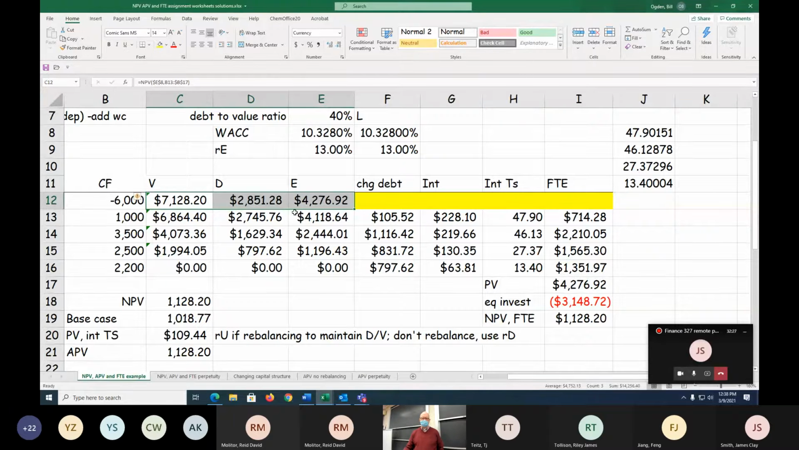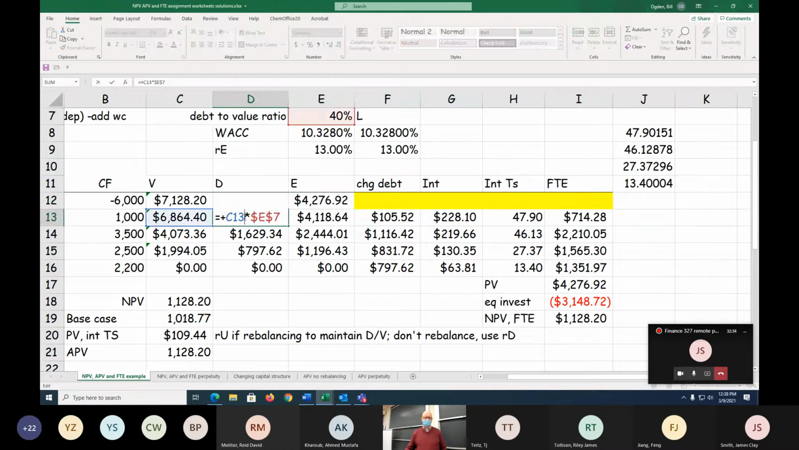Okay, and then we go to our first year, and we revalue the company, which is the present value of, oops, sorry, I'm in the debt column, which is the present value of the remaining cash flows. So there you go. And so on. We follow this pattern.